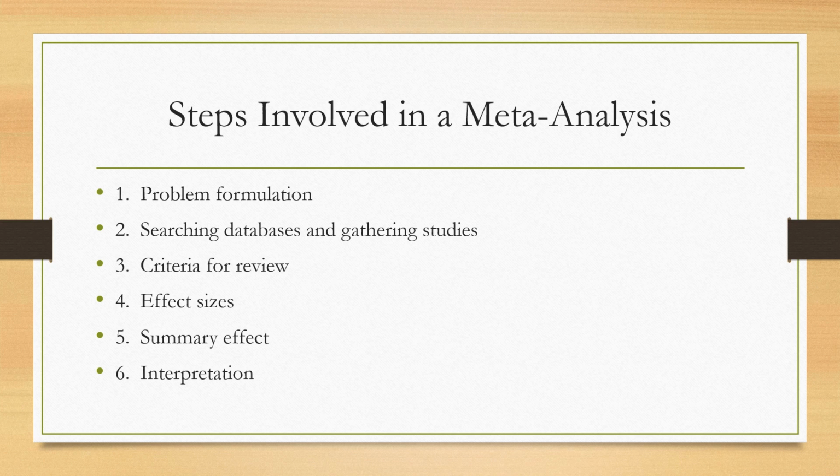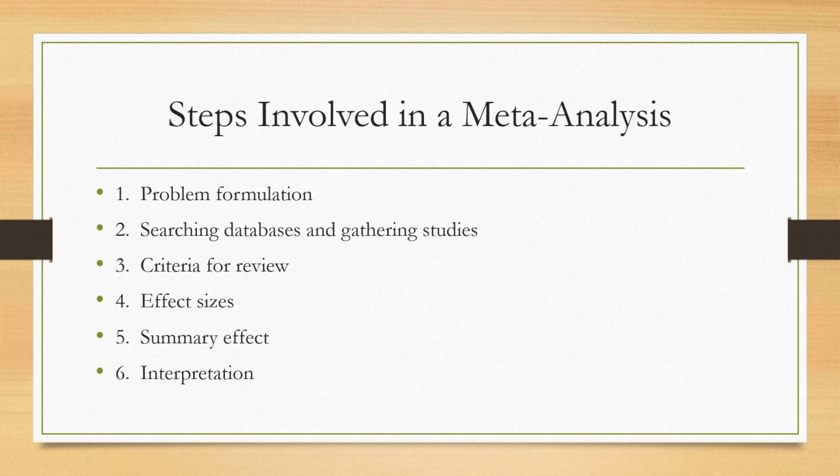There are 6 steps involved in meta-analysis that you can see listed here. First, the researcher needs to identify the problem and be able to locate enough studies on the subject matter of interest. Second, the researcher needs to search databases and gather studies. They do so using a systematic approach. Third, the researcher needs to develop criteria for the review of studies. The researcher then codes the studies based on criteria they've established.